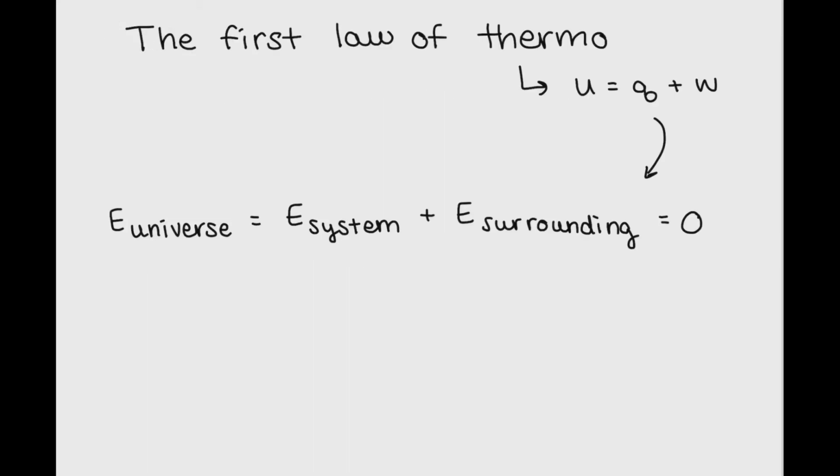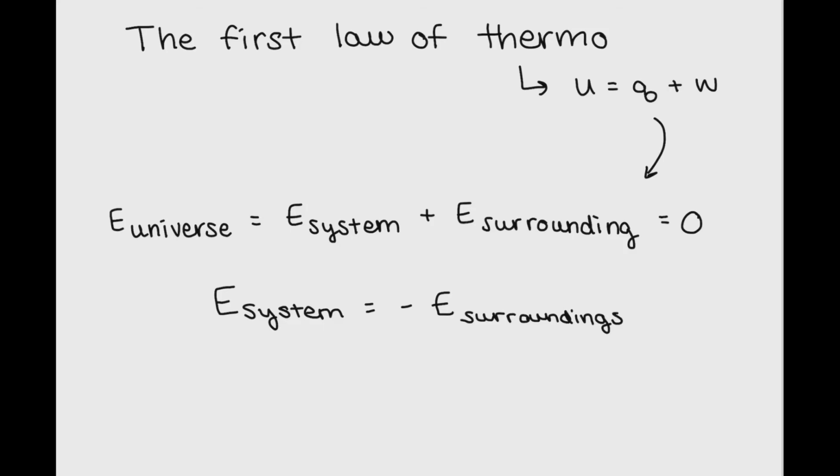The first law of thermodynamics can be described in two distinct ways. The first way is the equation U equals Q plus W. U is another designation for internal energy, which can also be described by an E. Another way to describe the first law of thermodynamics is by the energy of the universe equaling the energy of the system plus the energy of the surroundings. This also means that the energy of the system is the negative energy of the surroundings, and vice versa.